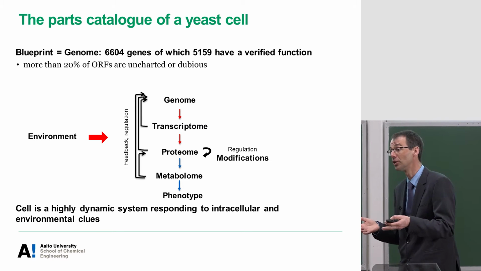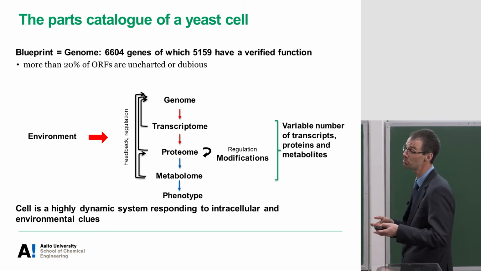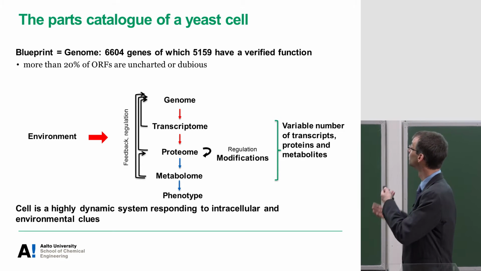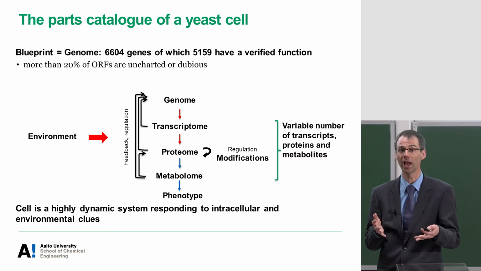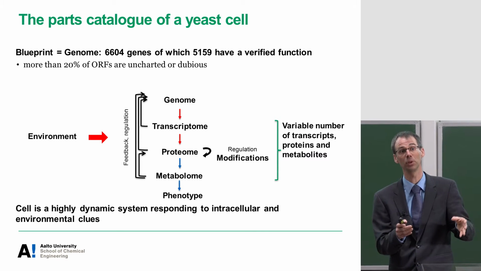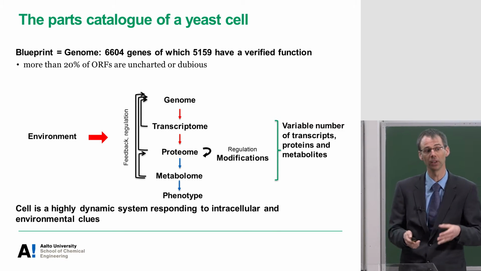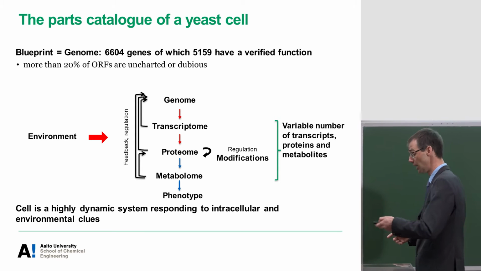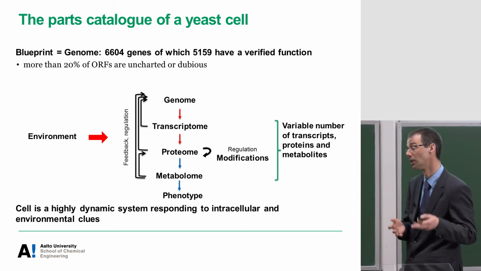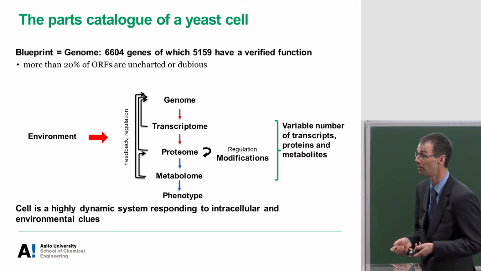Then, in addition, a cell is responding to an environment. And that means actually in a cell we have a variable number of transcripts, proteins and metabolites. So unlike the radio, where we know there are 2,200 parts and you can assemble the radio, with the cell we have always actually a varying number of parts. And this is pointed out here. So this is a very dynamic system which can respond to intracellular and environmental cues.